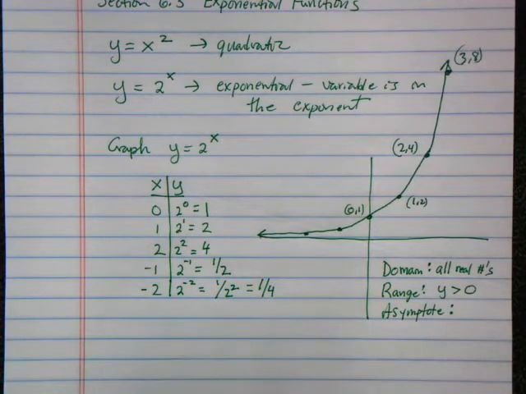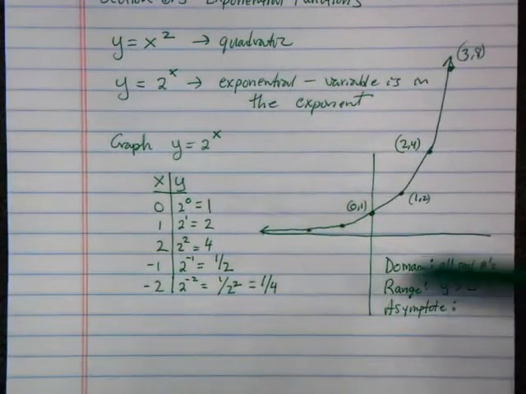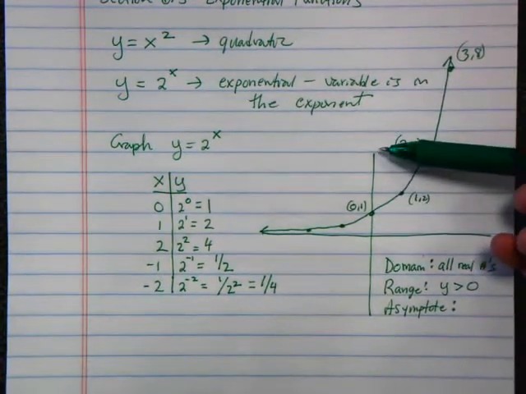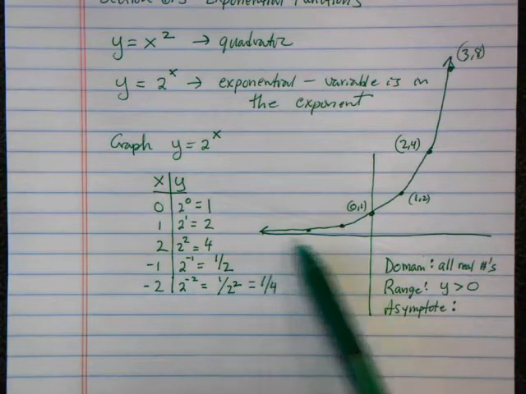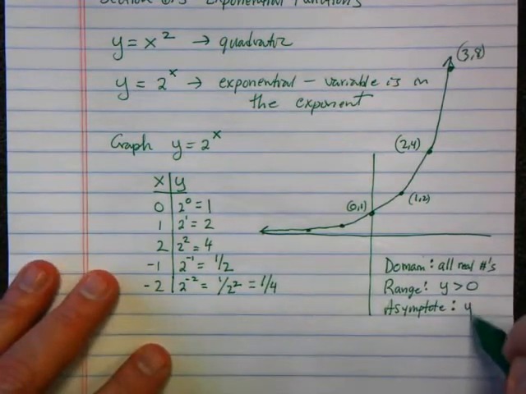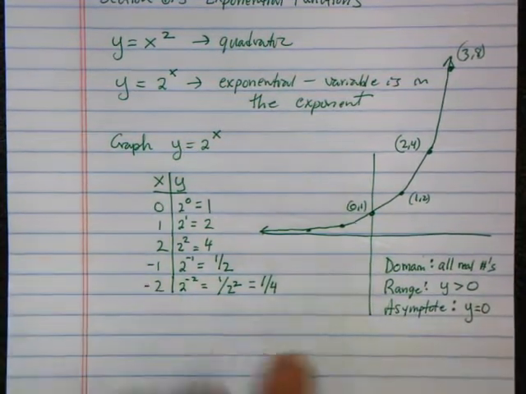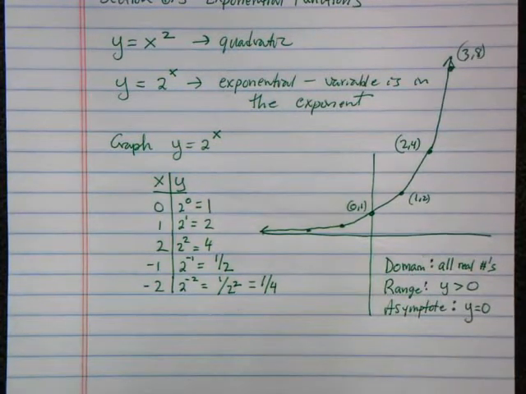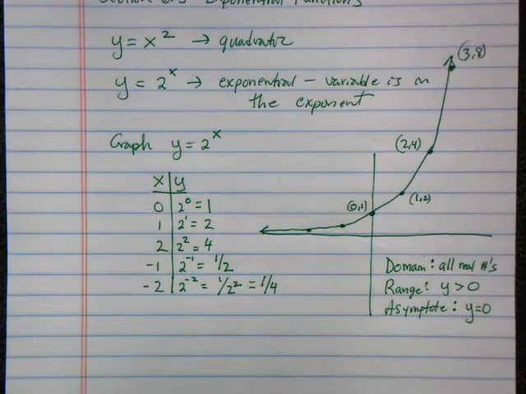Not x equals 0. X equals 0 would be the y-axis, because this would have (0, 1), (0, 2), (0, 3), (0, 4). The x-axis is y equals 0, because it would have (1, 0), (2, 0), (3, 0). The y number would always be 0 for the x-axis. Questions on that one?